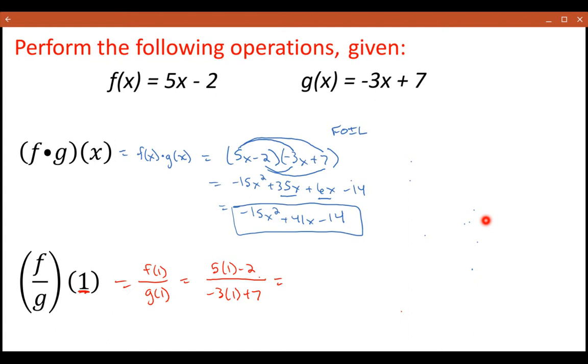5 times 1 is 5, minus 2 would give you 3. On the bottom, negative 3 plus 7, which is 4. So 3/4, that's our answer.